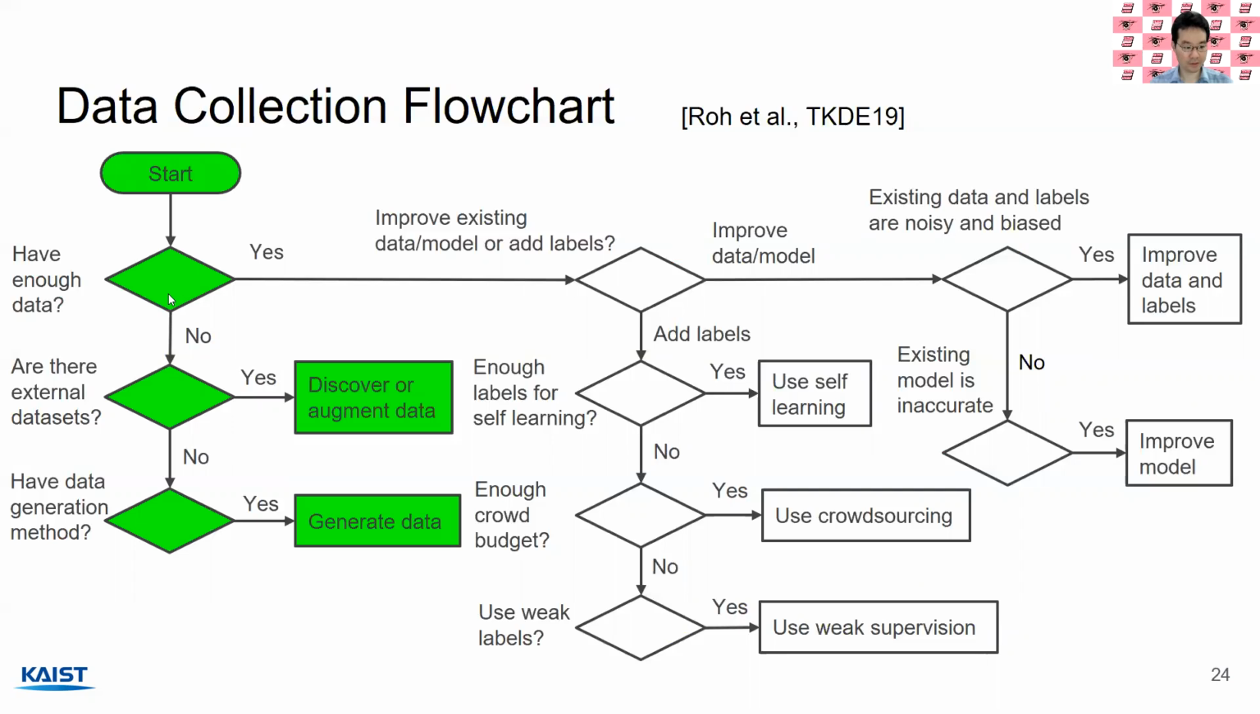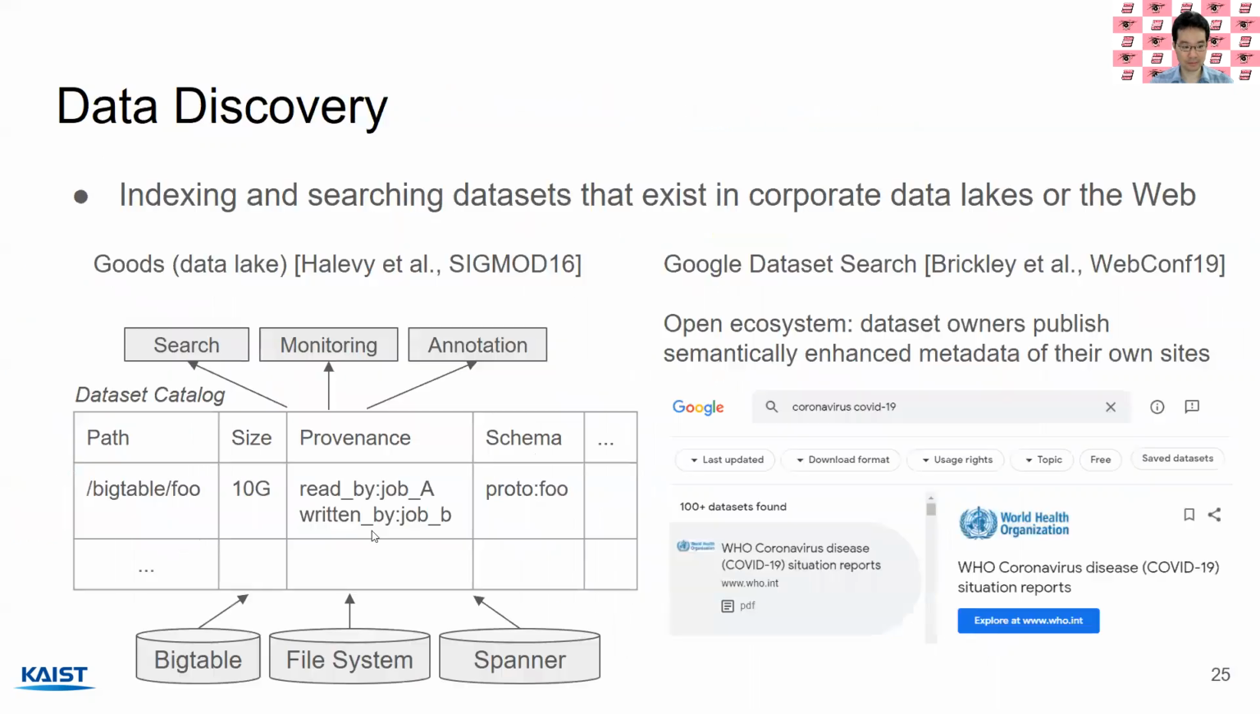Suppose you don't have enough data, what do you do? Well, the first option is to discover new data sets or augment whatever you have. Otherwise, you can generate your own data sets. So data discovery is the problem of indexing and searching data sets that exist either in corporate data lakes or the web. Here are two representative examples of those two cases.